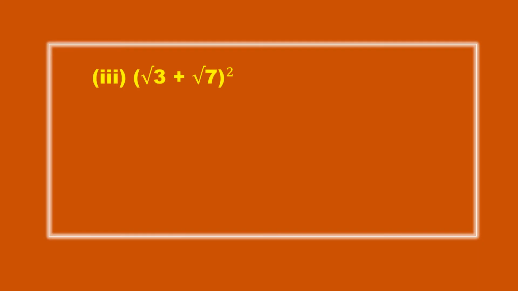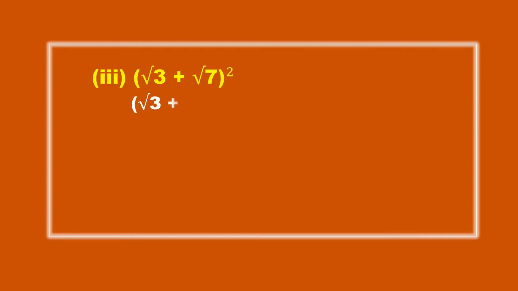Here is the third question: root 3 plus root 7 whole square. He gave whole square. See, this is separate and this is different, so I can write them as a and b because they are different. In between you have plus, and you have brackets with whole square.